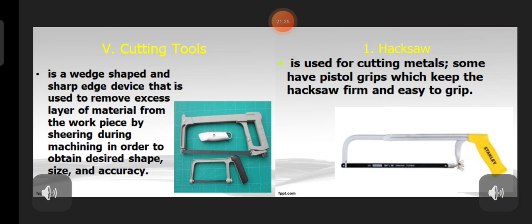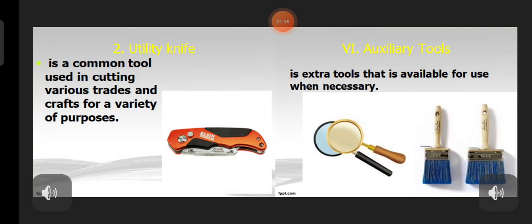A hacksaw is a cutting tool used for cutting metals. Some have pistol grips, which keep the hacksaw firm and easy to grip. A utility knife is a common tool used in various trades and crafts for a variety of purposes.